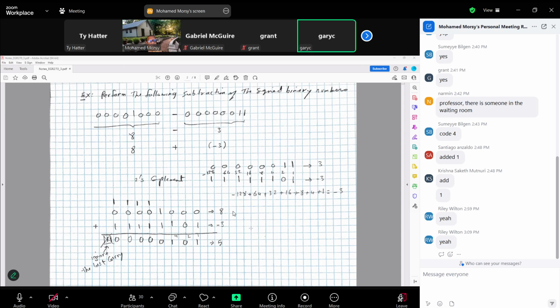In traditional binary addition or subtraction, we don't ignore anything, but we ignore the carry here, as we mentioned, to keep the same pattern. Okay, thank you, sir.